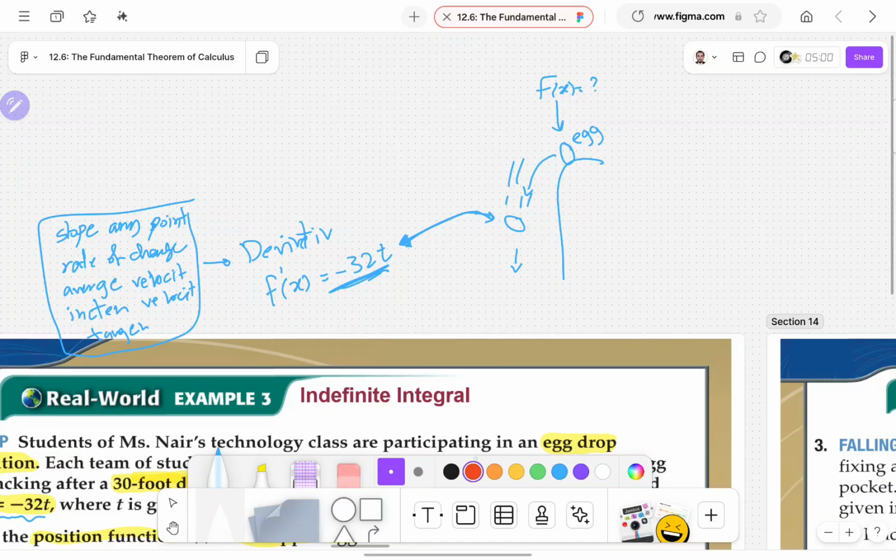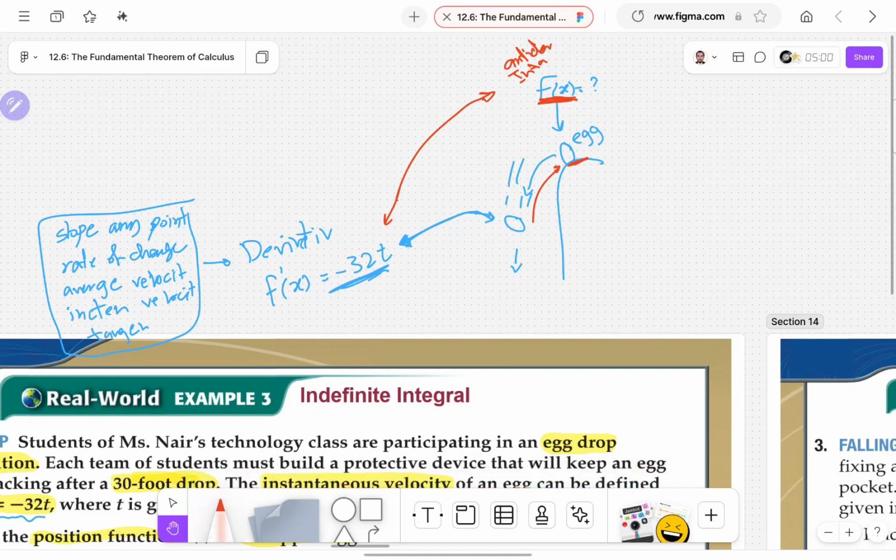Now if we go back to the original, what is the original function? The original function will be the antiderivative, or the integration. So how can I find the original function? I will take the derivative equation and find the antiderivative, so I can find the equation from the beginning of the egg. Okay, I hope you get the idea.